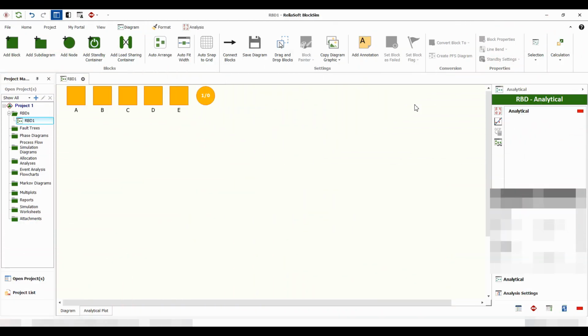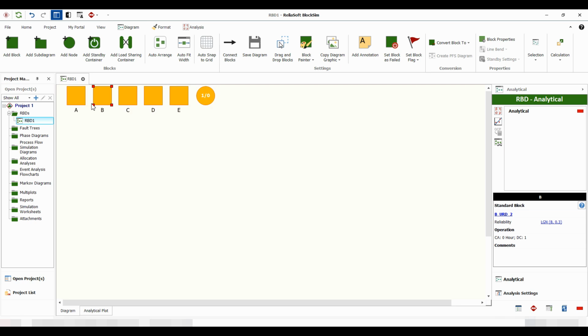So we have our 5 blocks. We relabeled A, B, C, D, and E. And we've also assigned a distribution on each one of them. So A was a Weibull function, B, C, D are a log normal distribution, and block E is an exponential distribution.